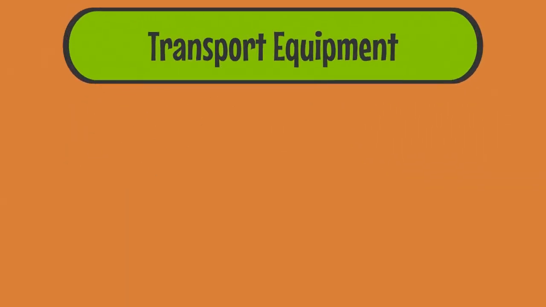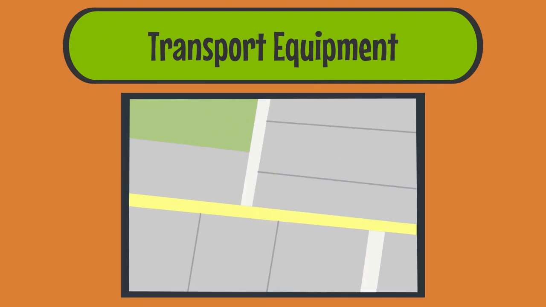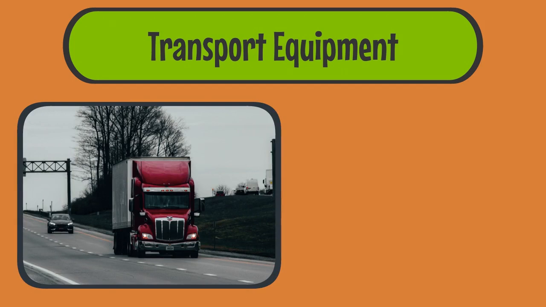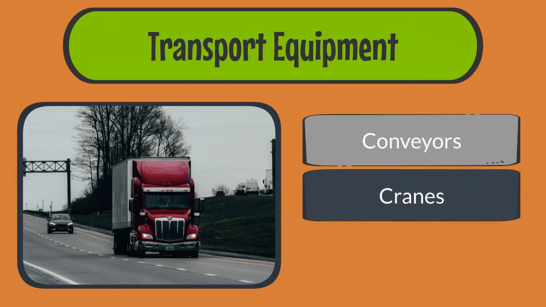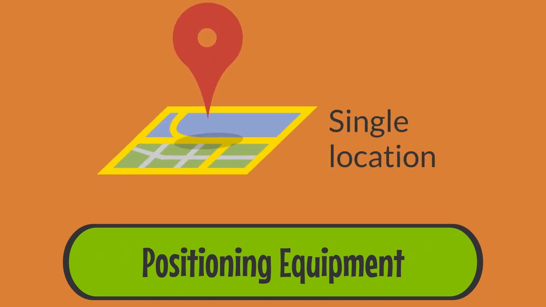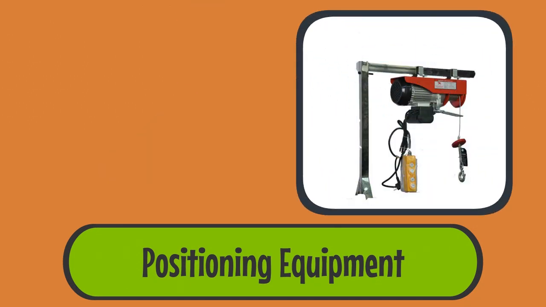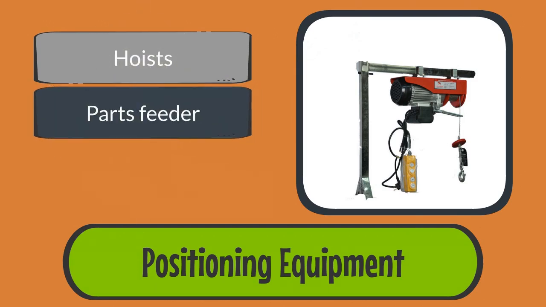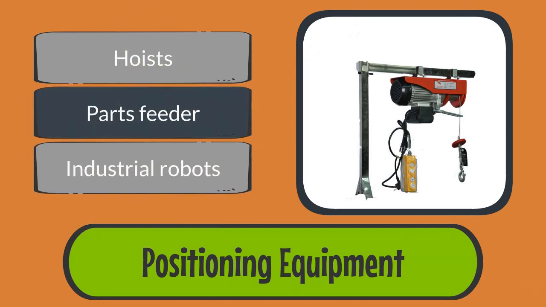Transport equipment is used to move material from one location to another between workplaces or between a loading dock or a storage area. Examples include conveyors, cranes, and trucks. Positioning equipment is used to handle material at a single location. Examples include hoists, parts feeder, and industrial robots.